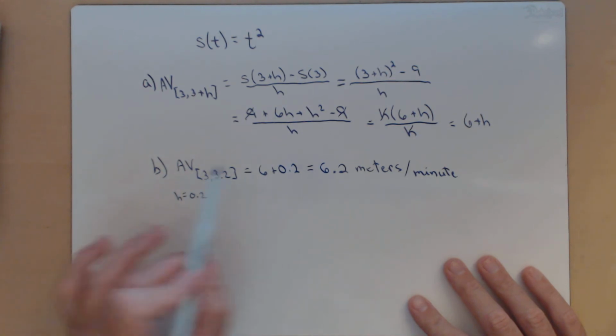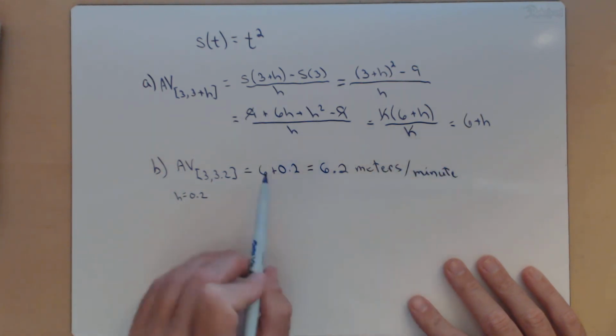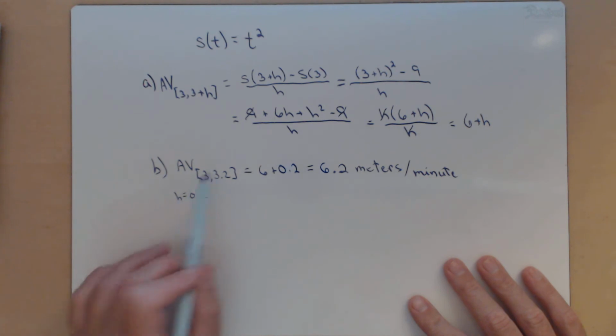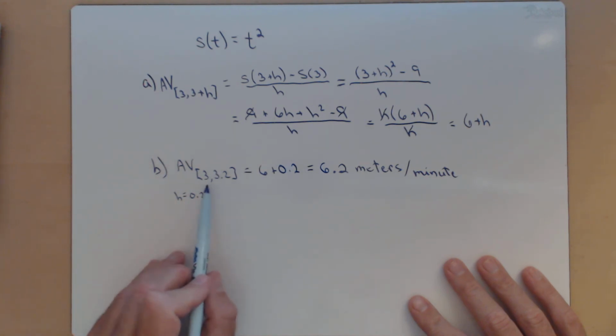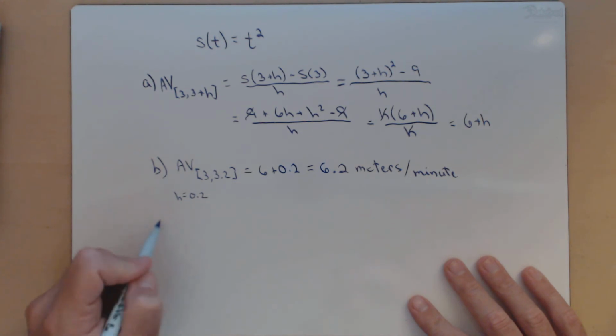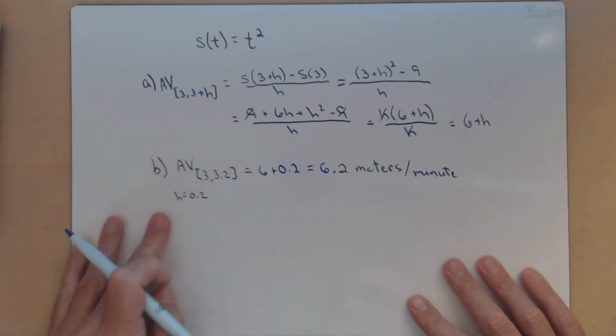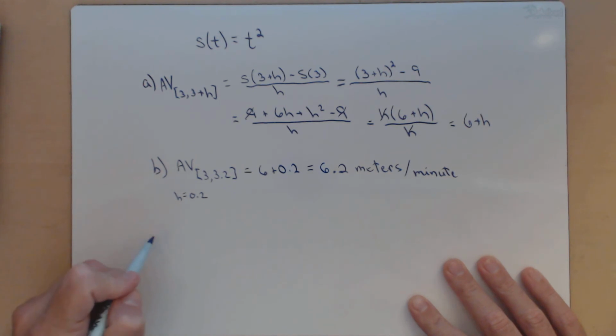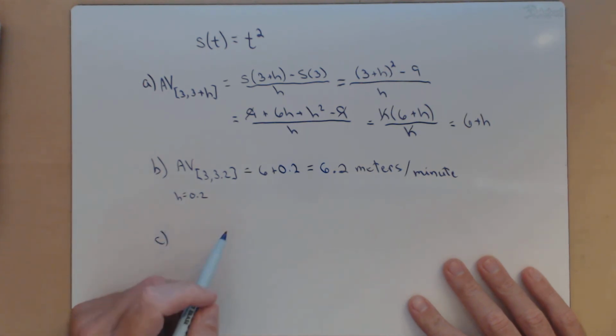So that's one advantage of using this difference quotient. Look how quickly I can calculate the average velocity if all I know is the difference between, or the distance between, the inputs, my h. Okay, lastly, let's go to part C. Determine the instantaneous velocity of the object when t equals 3.